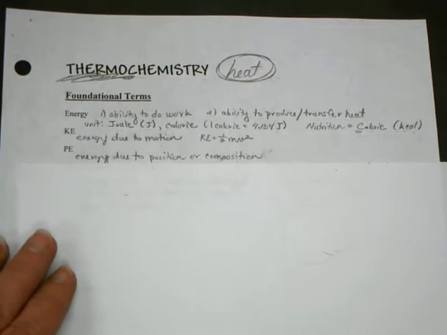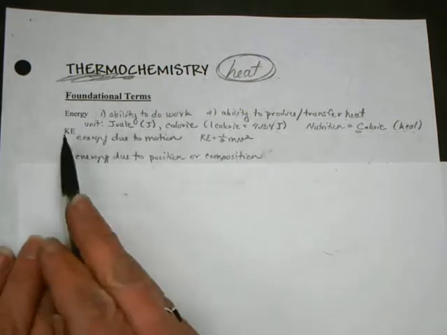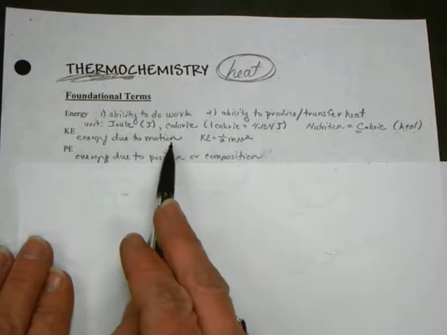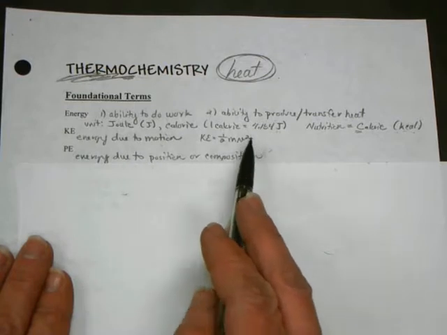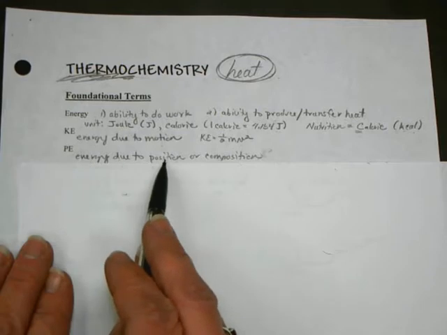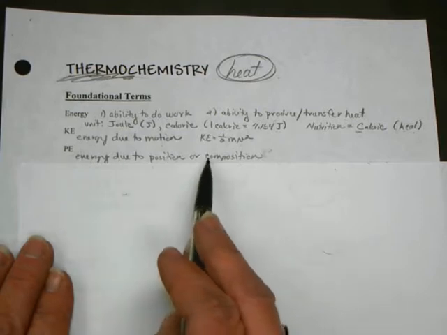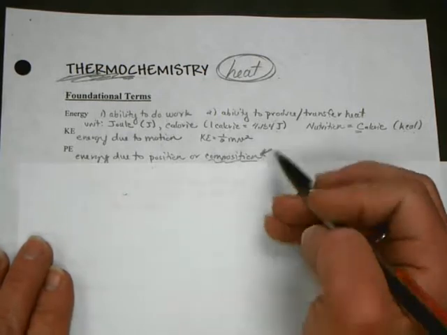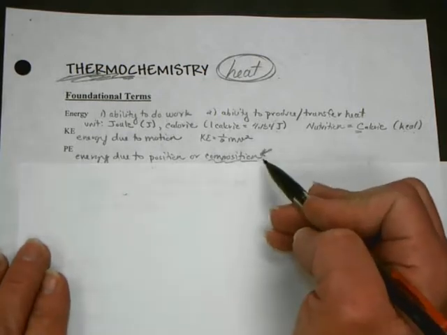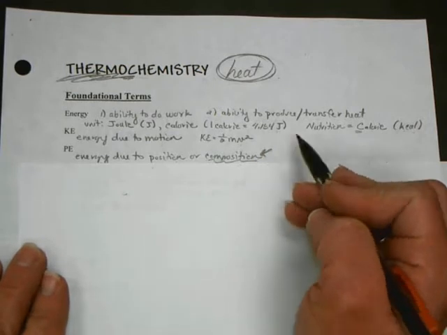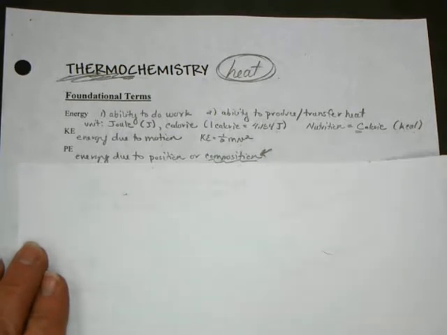There are 2 general forms of energy, kinetic and potential. Kinetic is energy due to motion, 1/2 mv squared. Potential energy, energy due to position, but more importantly for us as chemists, energy due to composition. So what kind of energy do we have to invest to break chemical bonds, or what kind of energy is released when chemical bonds are formed?